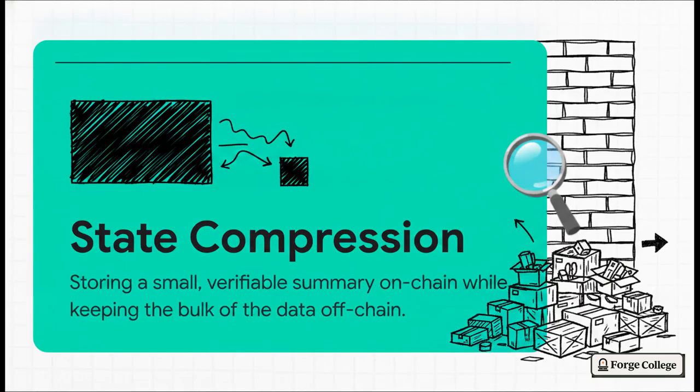By definition, state compression on Solana means storing a tiny, highly verifiable summary on-chain while keeping the heavy, bulky data completely off-chain. The summary sheet goes on the wall, that's the blockchain, and the bulky physical items just stay out of the way in cheaper storage.